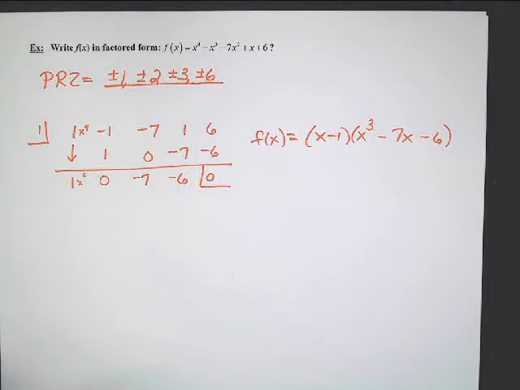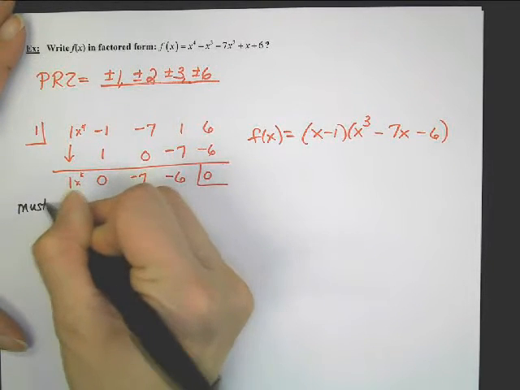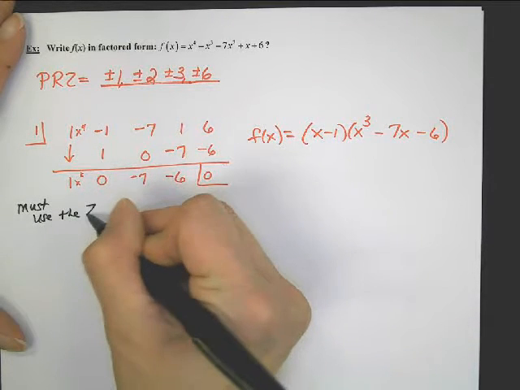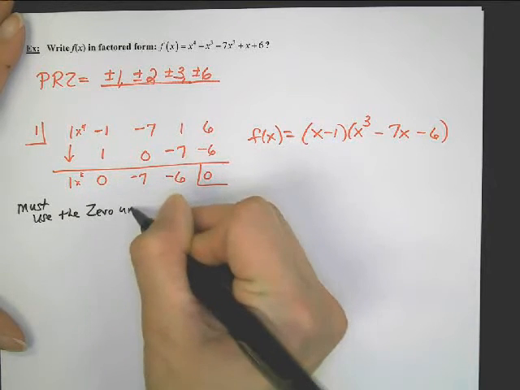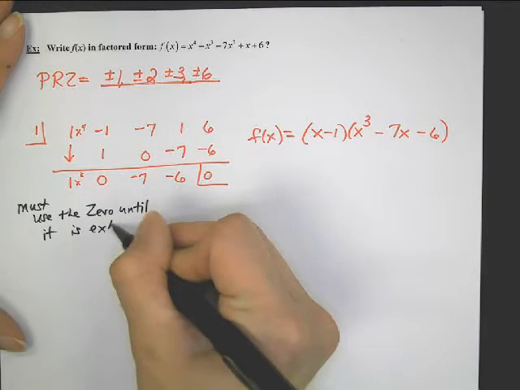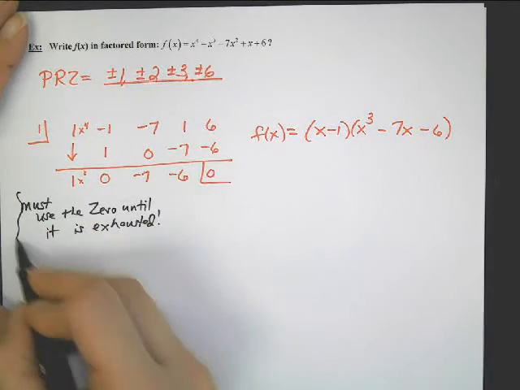Here, we're going to have to keep going with our list of PRZs. Okay, and here's something that I'm going to write down. Very important note here. Must use the 0 until it is exhausted. Man, I'm exhausted. Okay, so what does that mean?